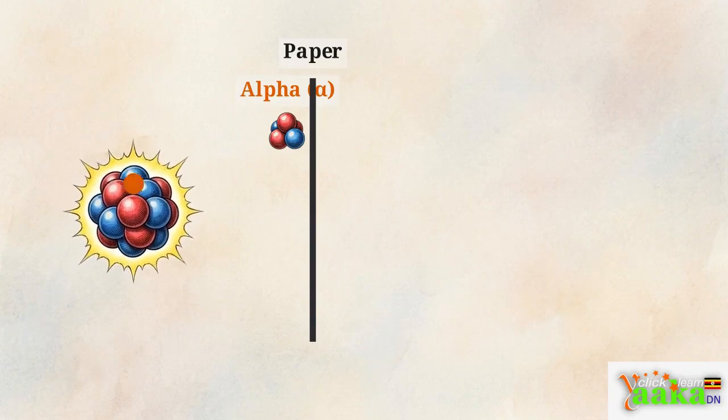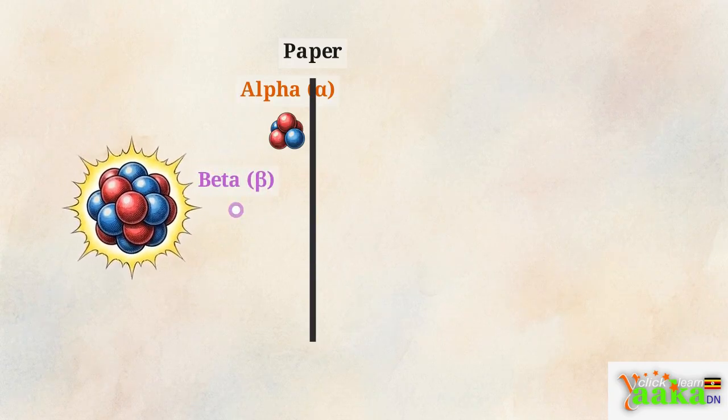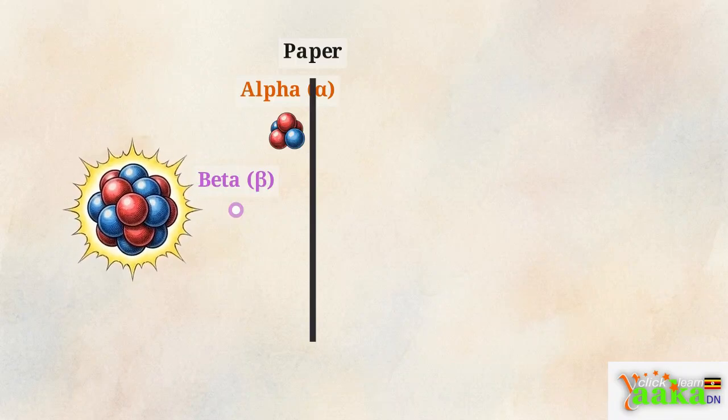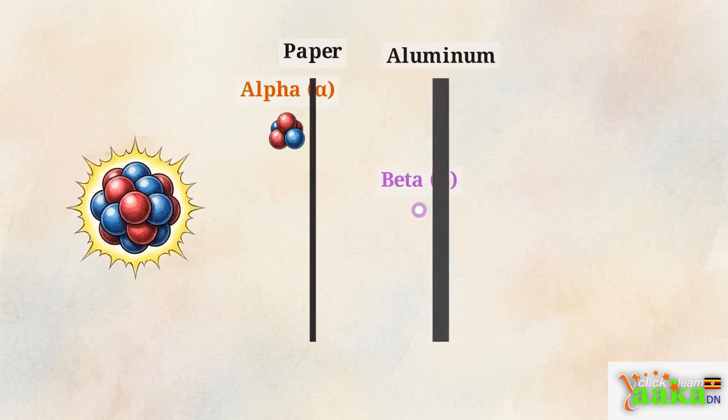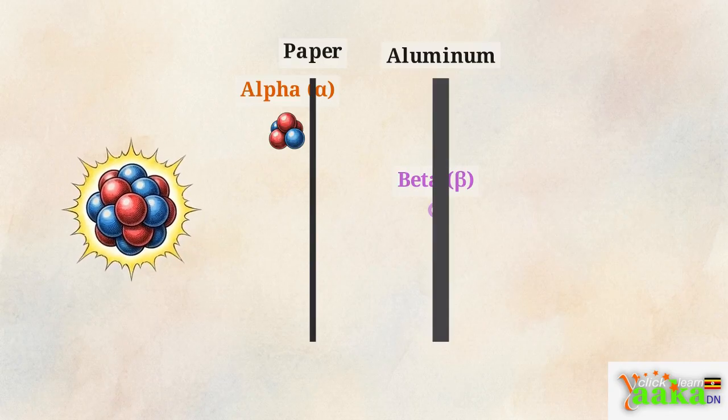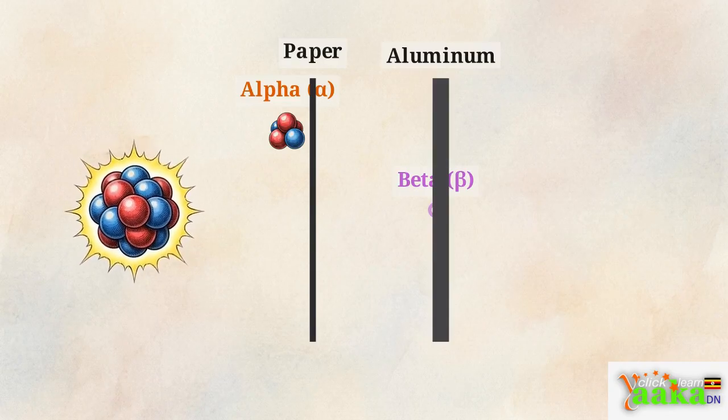Beta decay occurs when a nucleus has too many neutrons. It converts one into a proton, firing out a high-energy electron. Smaller and faster, beta particles pass through paper, requiring a sheet of aluminum to block them.